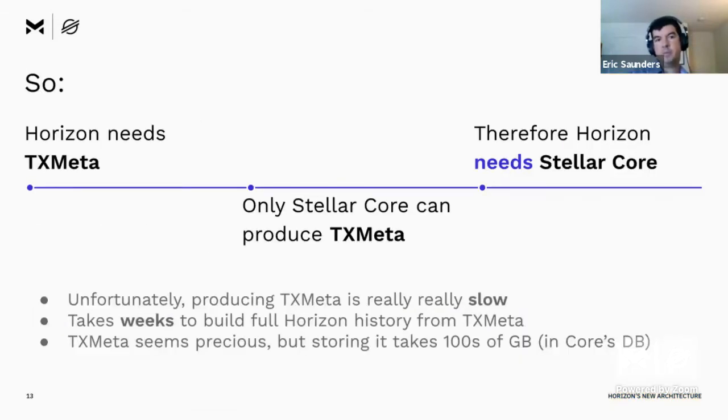So just to recap all of that, there's a lot of information here. Horizon really needs TX meta, but only Stellar Core can produce TX meta. So Horizon needs Stellar Core. But the problem is TX Meta takes a really long time to produce. And that makes it very precious. Nobody wants to have to reproduce that and wait another 3 weeks. But it's hundreds of gigabytes of data. So we are in a sort of precarious situation where it's scary to run a full Horizon.